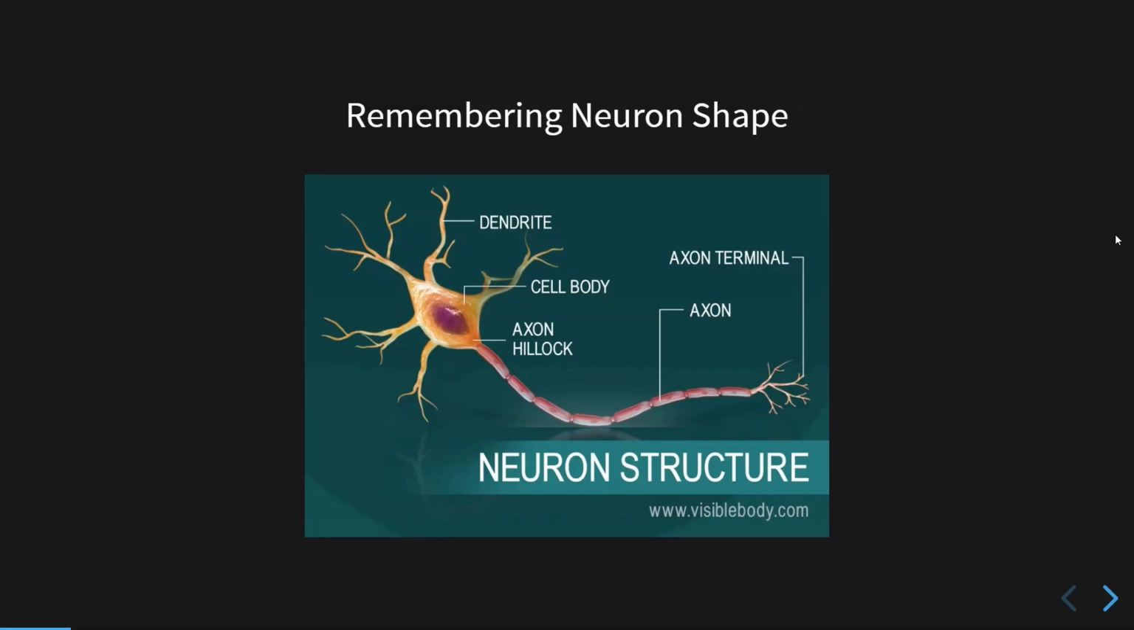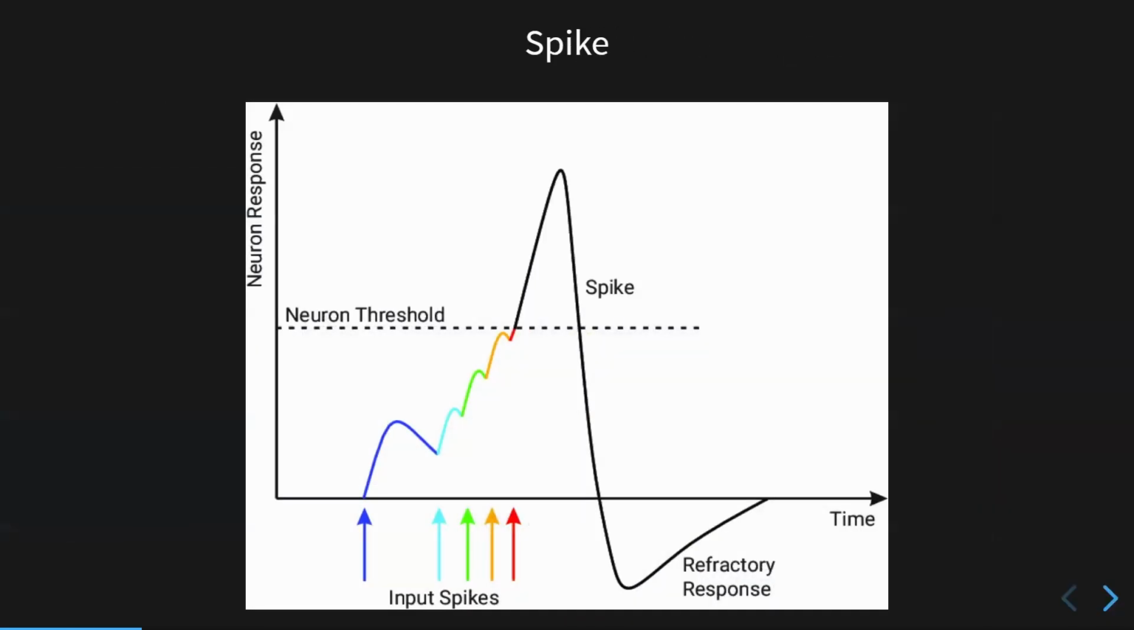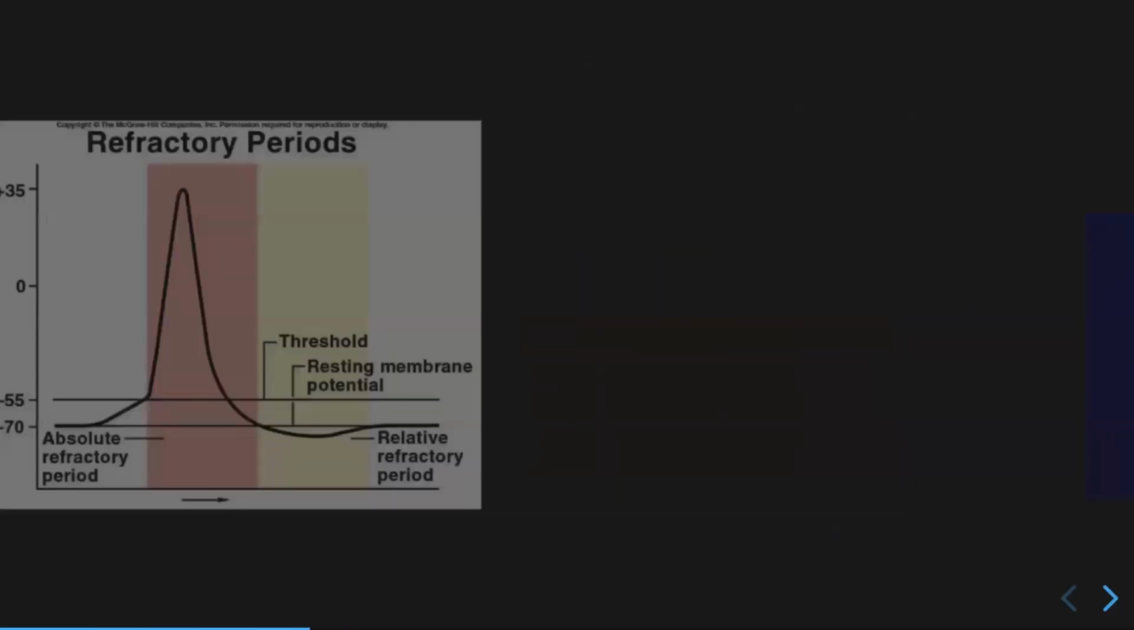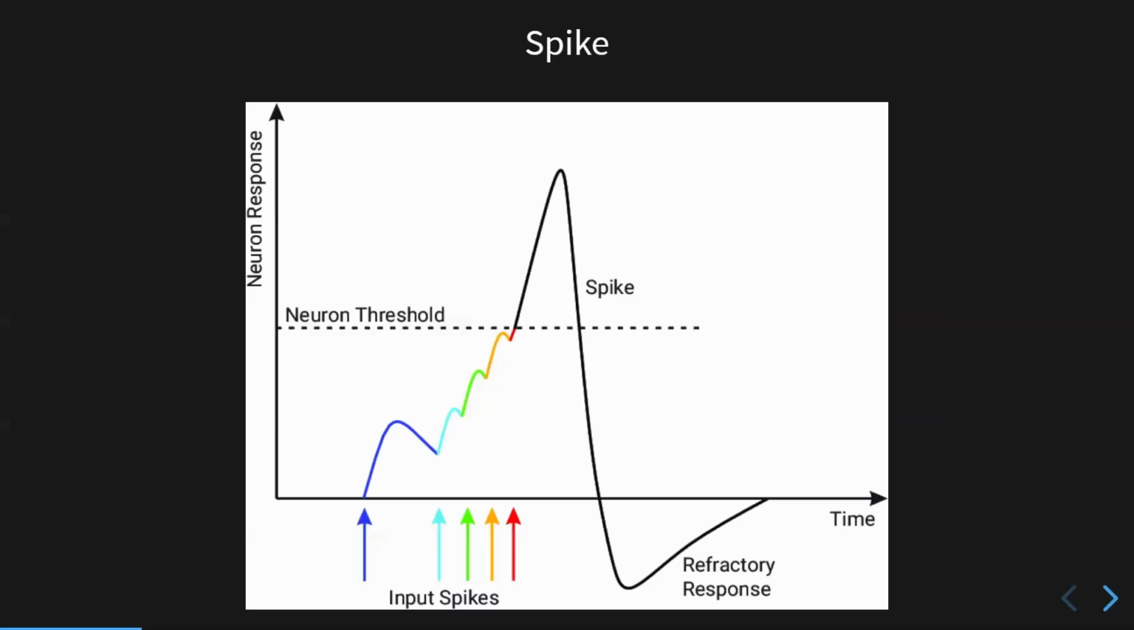Now let's discuss what this is. This is called a spike. And a spike is a phenomenon through which neurons talk to each other.